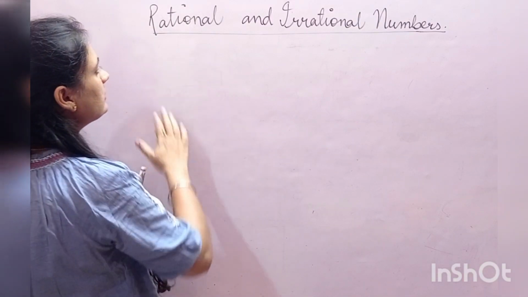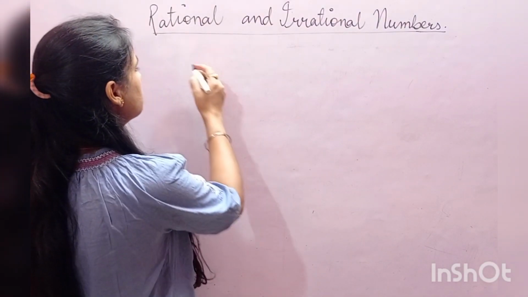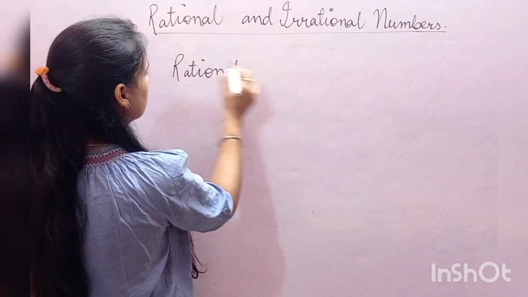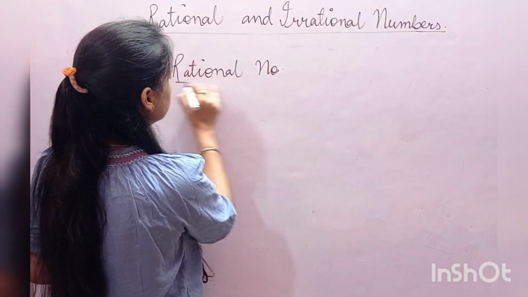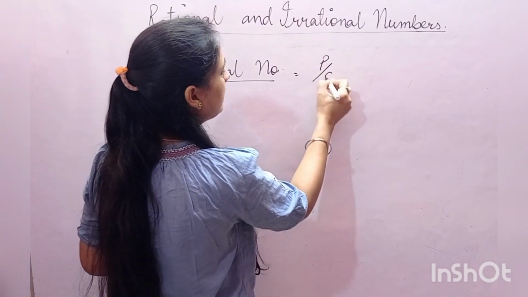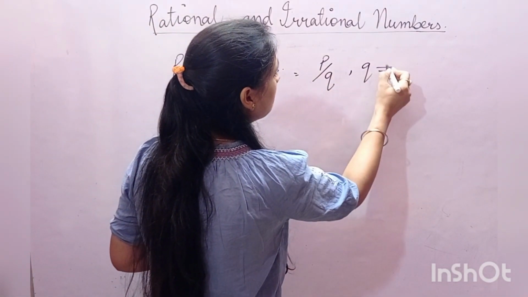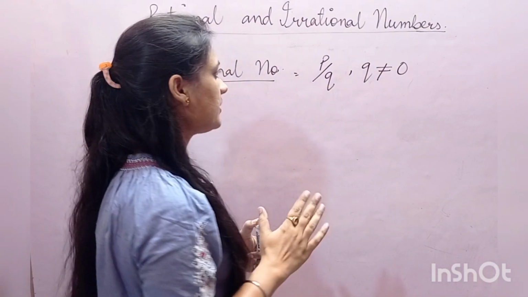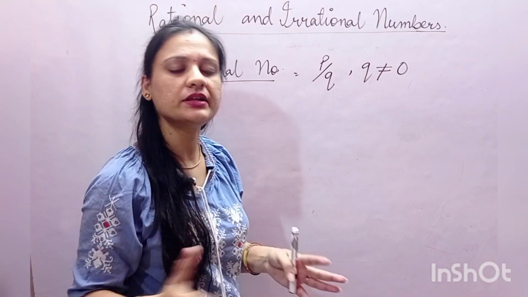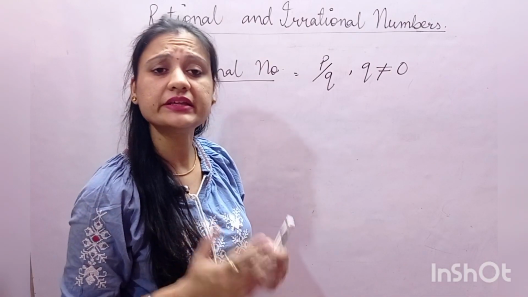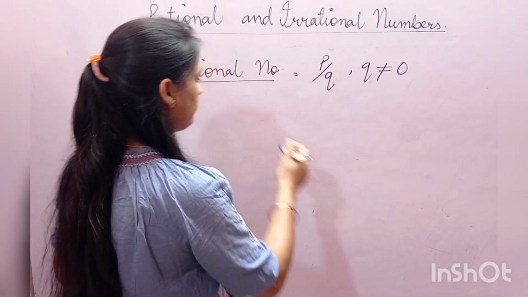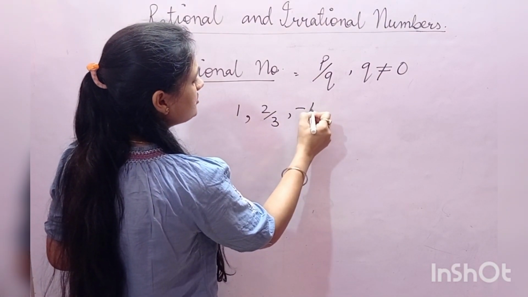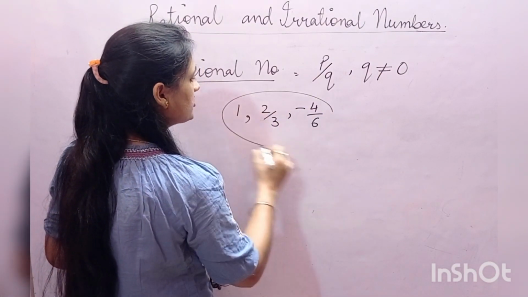So you must have heard in class 8, rational numbers are the numbers which can be written in the form of P by Q, right? They are written in the form of P by Q, where Q should not be equal to 0. Everyone just try to understand, we can write down all the numbers in the form of P by Q. All the integers can be written. For example, 1, 2 by 3, minus 4 by 6. They all are rational numbers.